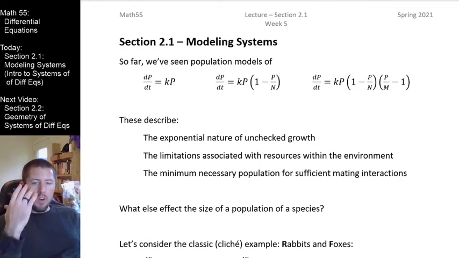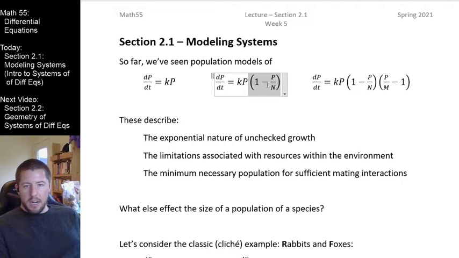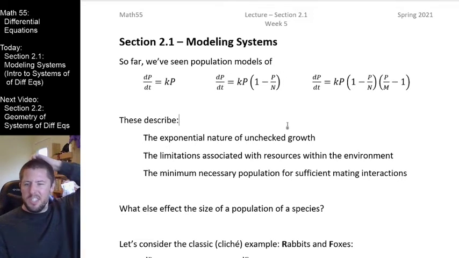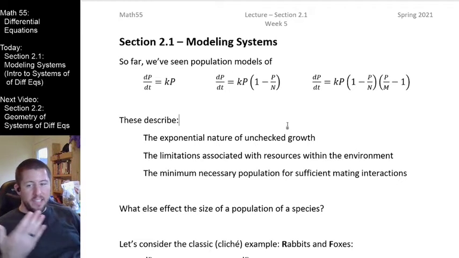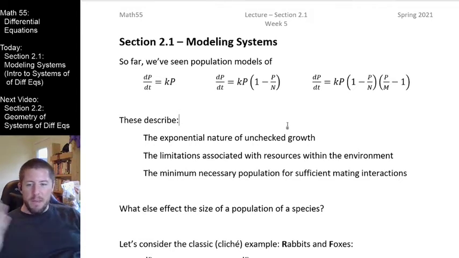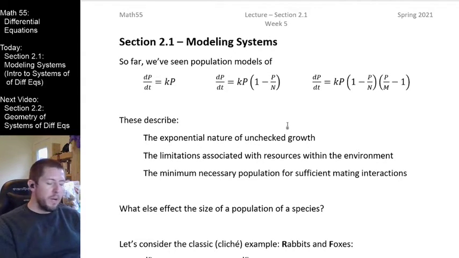So these three populations describe exactly what I said: the exponential nature of unchecked growth, the limitations associated with resources in the environment, that's our carrying capacity, and the minimum necessary population for sufficient mating interactions. And again, it's not just that we need two for a species to survive, there needs to be many, because if we're talking about animals in the wild, a male and a female still need to encounter each other if they're going to reproduce. So there needs to be enough that there are random encounters so they can mate and produce offspring, stuff like that.